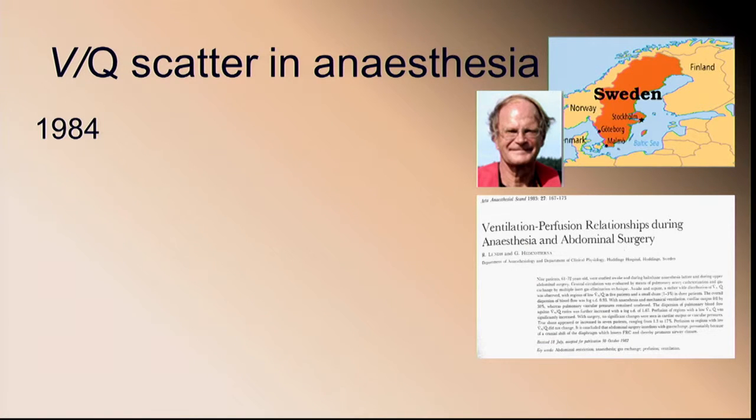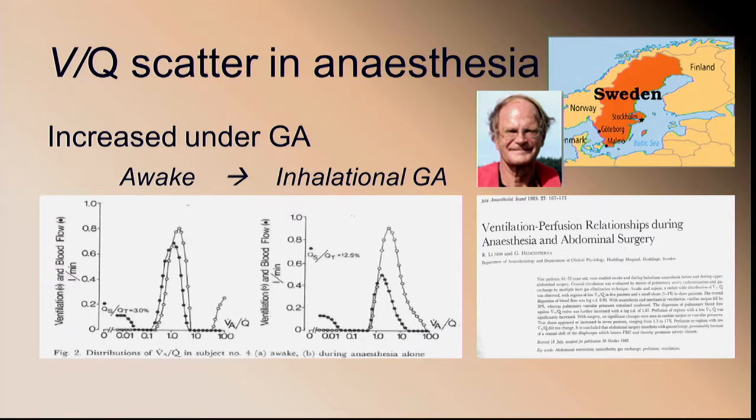Now, what about anaesthesia? Well, fortunately, a clever and innovative group of Swedish anaesthesiologists, not long after, were able to use the MIGET technique to show us what happens to the lungs in general anaesthesia. And they showed that the progression from the awake state to the anaesthetised state was associated with a significant increase in VQ scatter using the MIGET technique, which, I must say, I've lost count how many times I've quoted these references in my talks and papers.